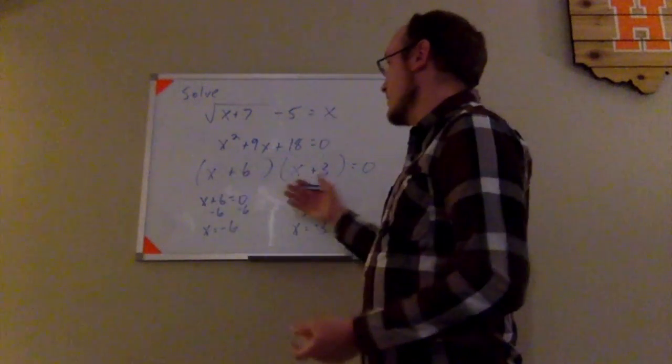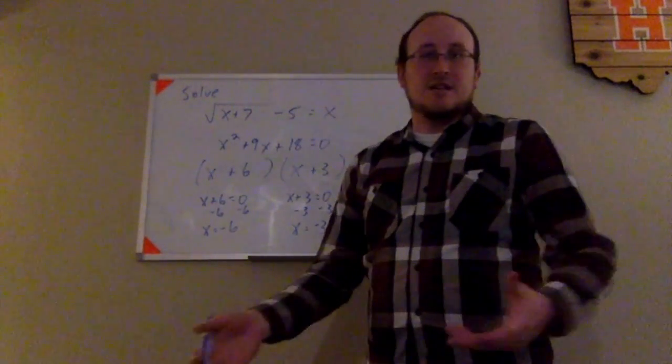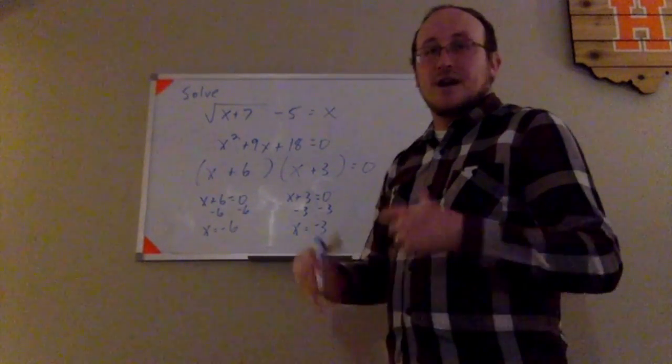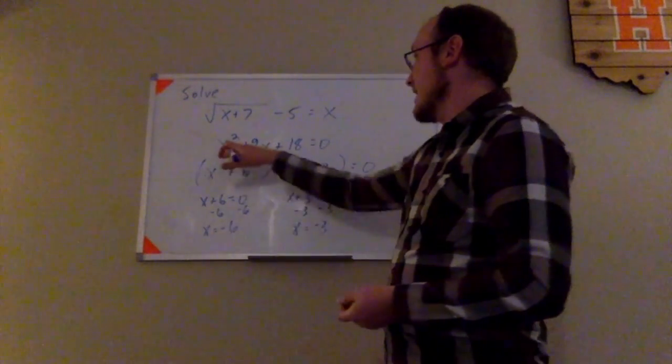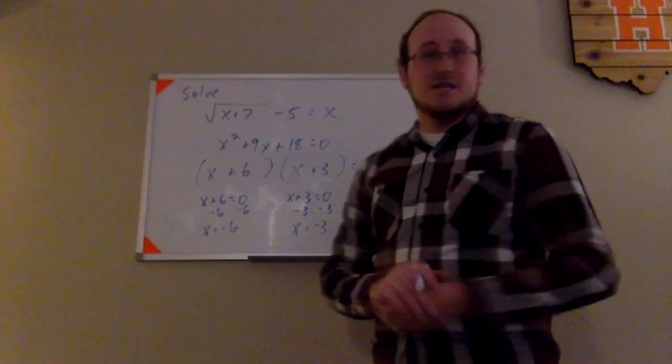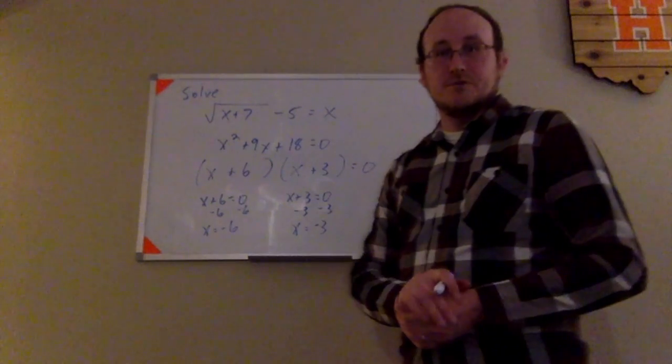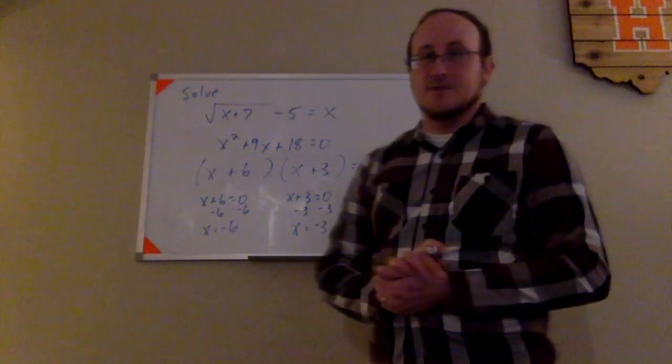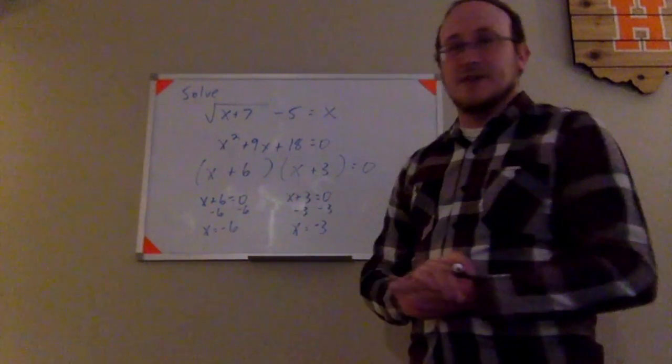Again, I could have used the quadratic formula to solve that once I got there if I was more comfortable with that, or I could have graphed it and just found where x squared plus 9x plus 18 crosses the x-axis. The real solutions will be visible as the x-intercepts of the graph. But I chose to do it by factoring in this example.